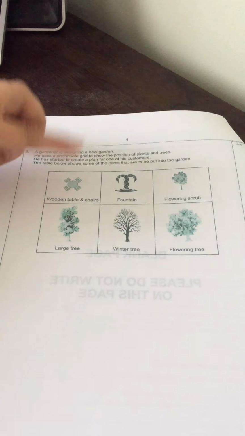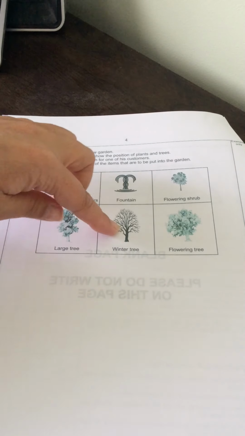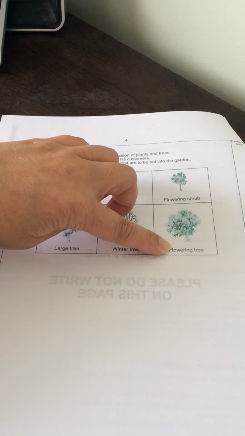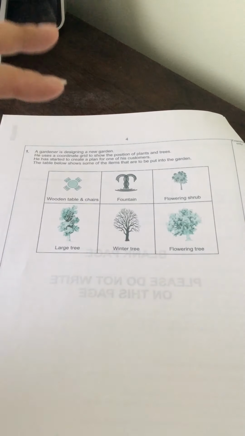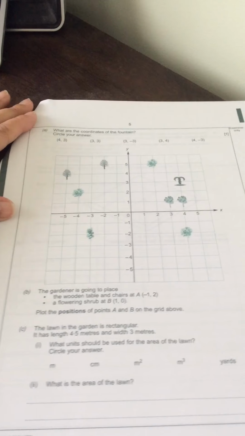So you can see the wooden table and chairs, the fountain, the flowering shrubs, the large trees, the winter garden, and the flowering tree. This is actually the key that we're going to need for the next page.